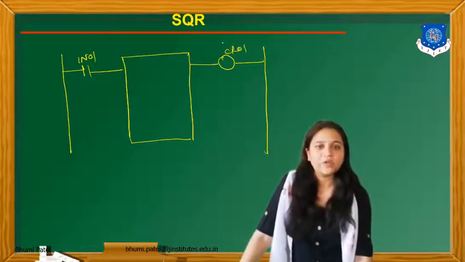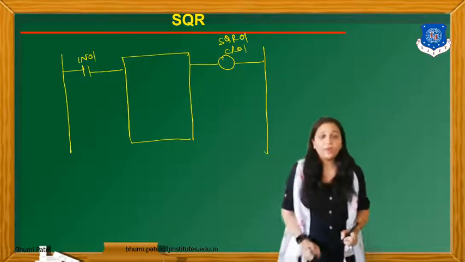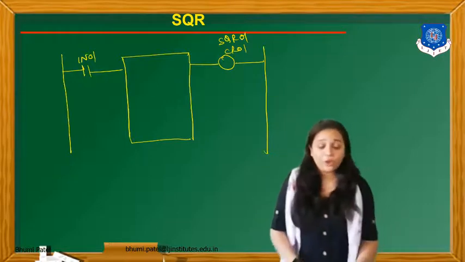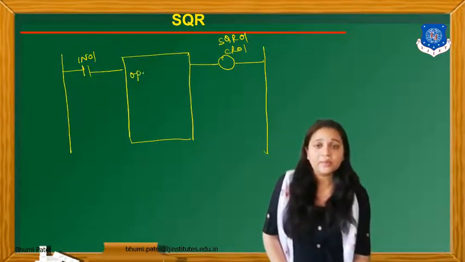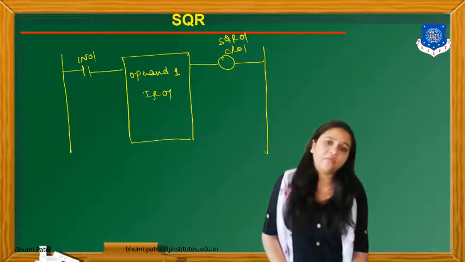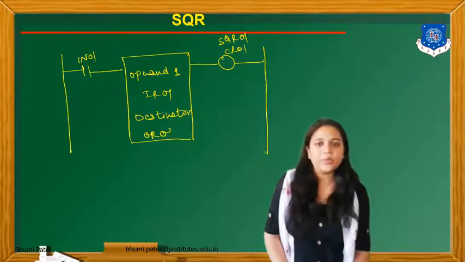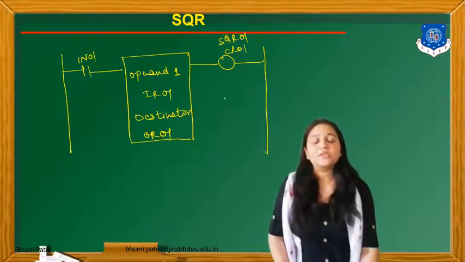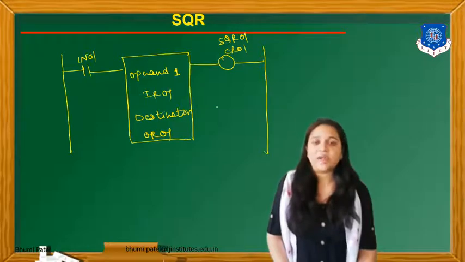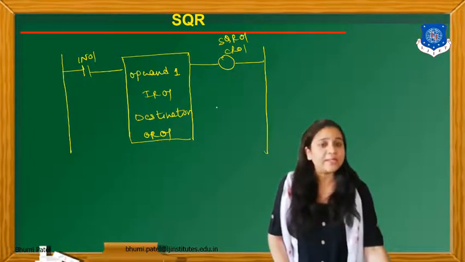Okay, so CR01 is my output and SQR is my command for the square root. Now as you know, for the square root only one operand is there, so we can take only one operand. Suppose the operand will be taken from IR01 and only one destination is there, and the destination address is OR01. So whatever value is there, we can simply take the square root using the SQR function. So these are some math instructions that are used in PLC programming.